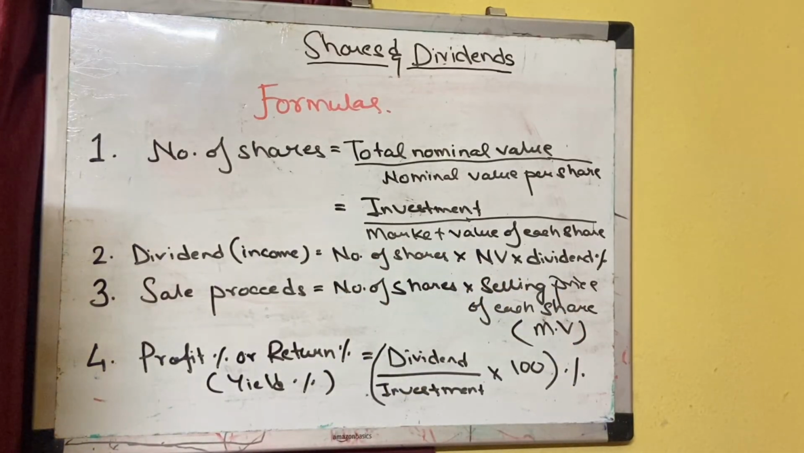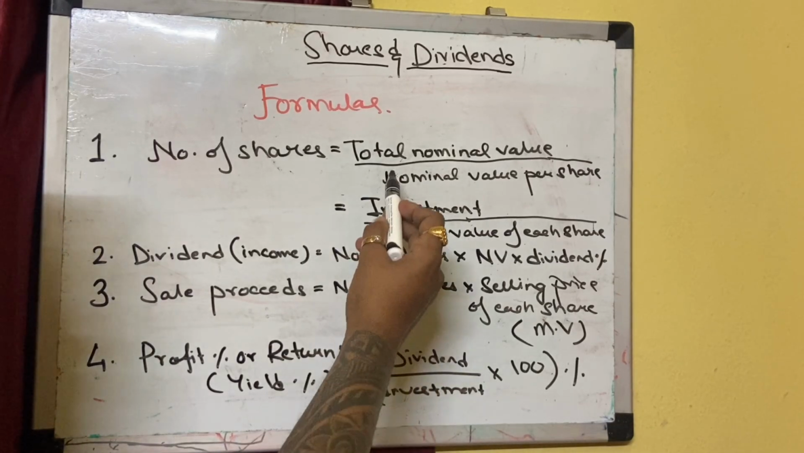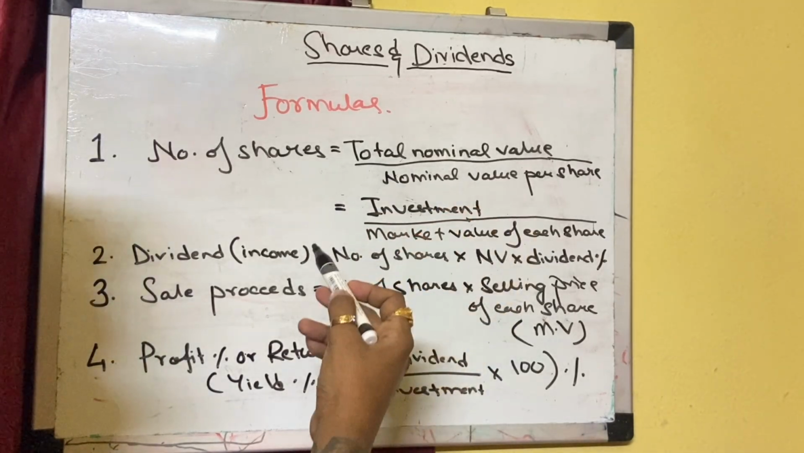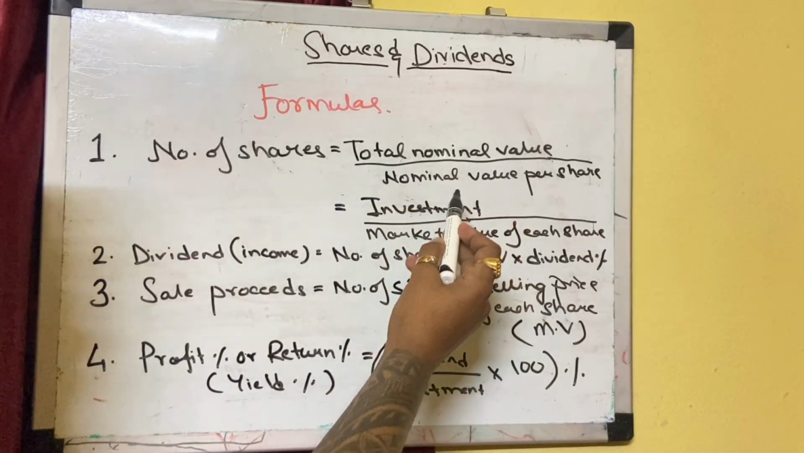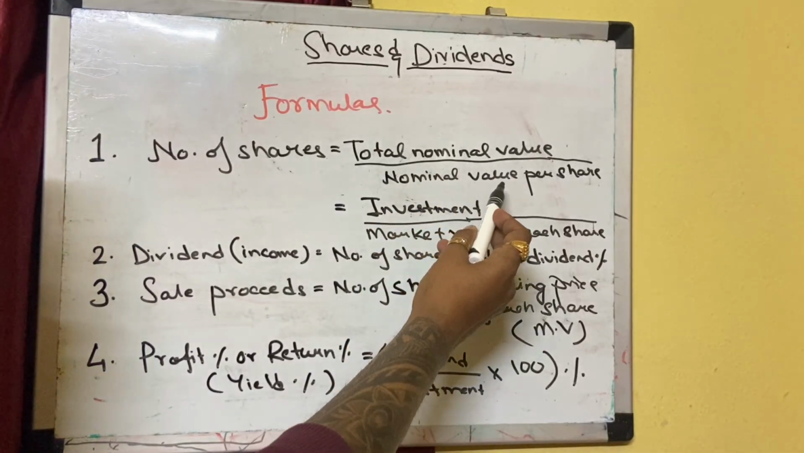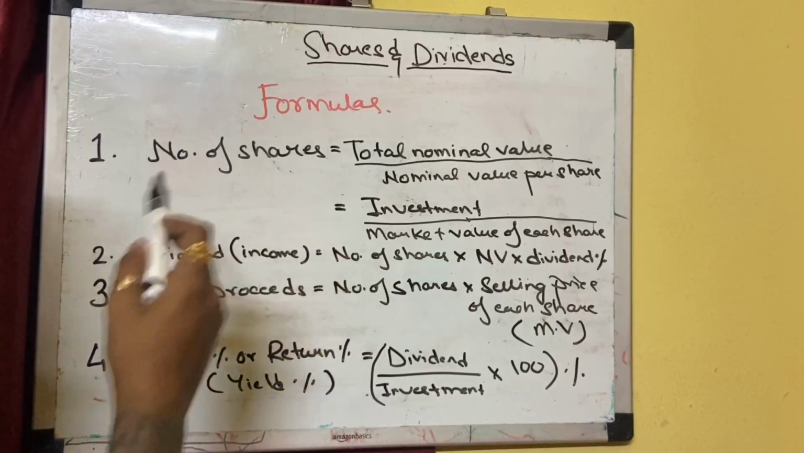In that case, we will be dividing the investment by the market value of each share. Okay, so if it is given in the question that the total nominal value and the nominal value of each share are known, in that case what we will do is divide the total nominal value by the nominal value per share, so we will get the number of shares.